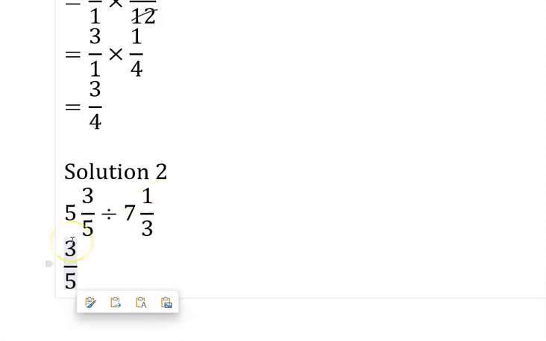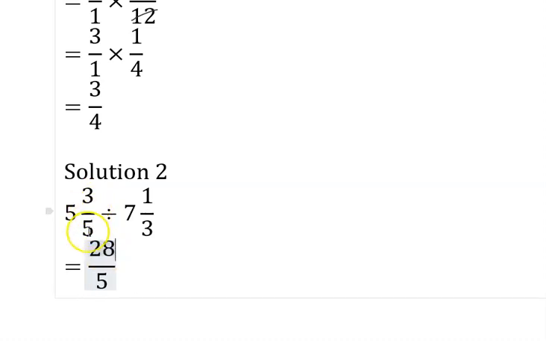Okay, let's change. 5 times 5 will give us 25. 25 plus 3 will give us what? 28. That is 28 over 5. We have been able to change this to an improper fraction. 5 times 5, 25 plus 3, 28 over 5.